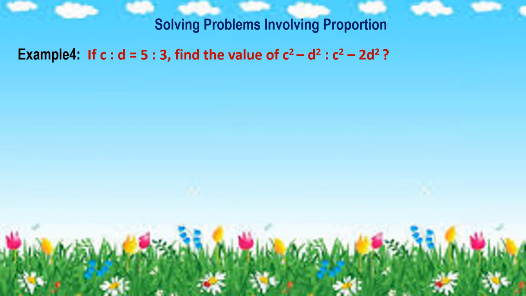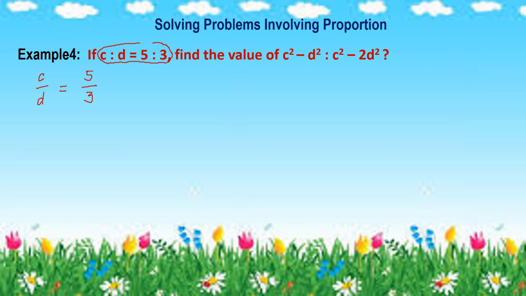Example number 4. If c is to d is equal to 5 is to 3, find the value of c squared minus d squared is to c squared minus 2d squared. First, let us rewrite this in fraction form. So we're going to have c is to d is equal to 5 is to 3.